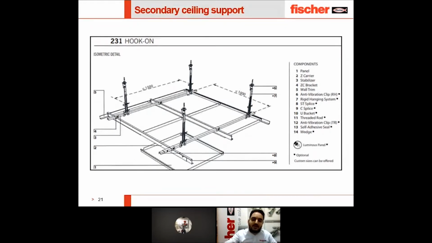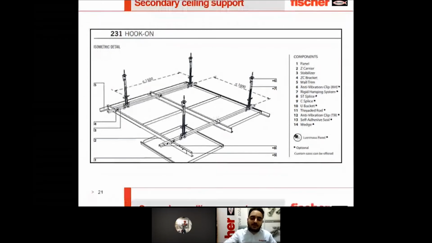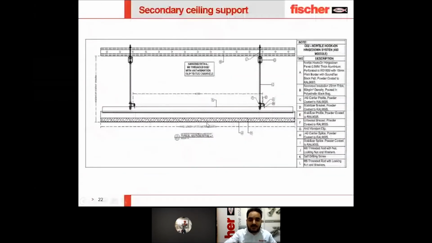So this system will be very sensitive, and we need to keep the hanging points close to 1 meter, 1.5 meters. This is the general idea for the connection between the runners and our system. The secondary system is a threaded rod with hook, nut and washer. It's very simple.